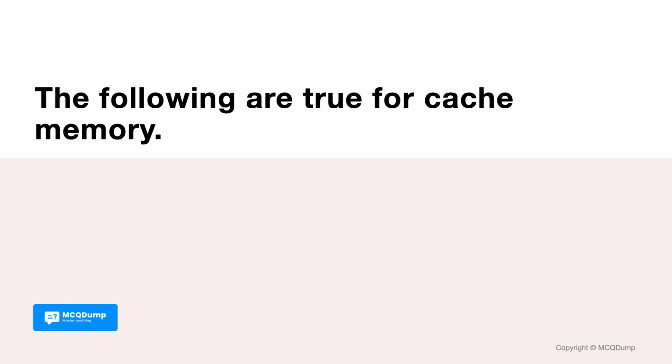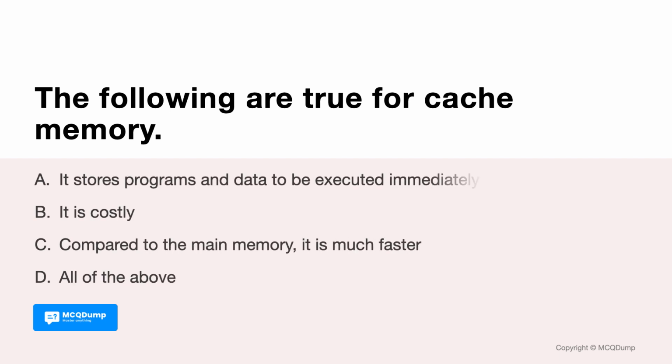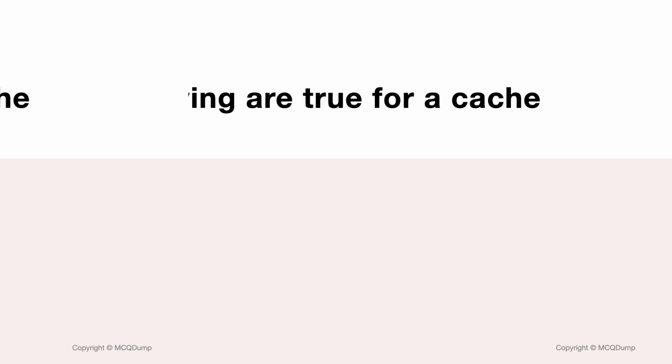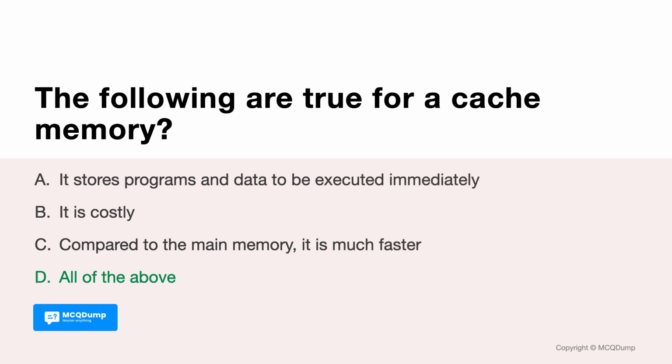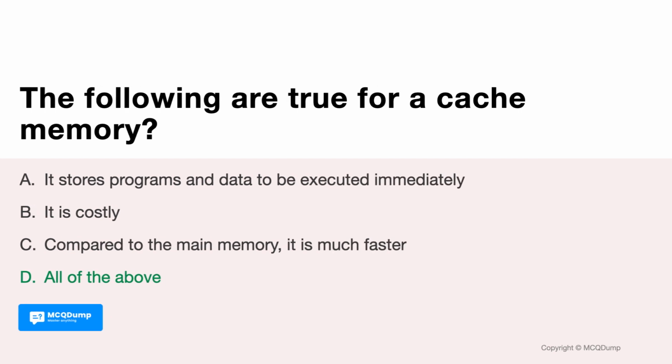The following are true for cache memory. Options are A. It stores programs and data to be executed immediately. B. It is costly. C. Compared to the main memory, it is much faster. And D. All of the above. Answer is D. All of the above.